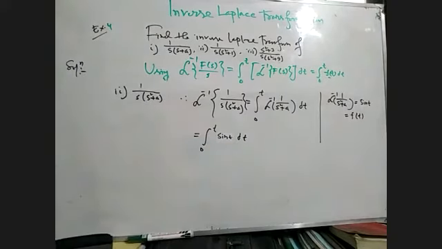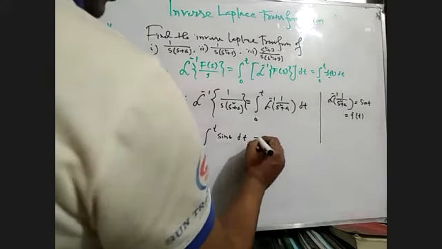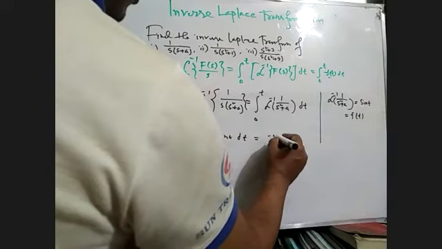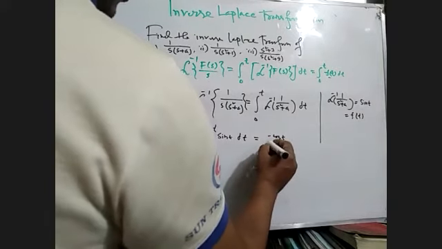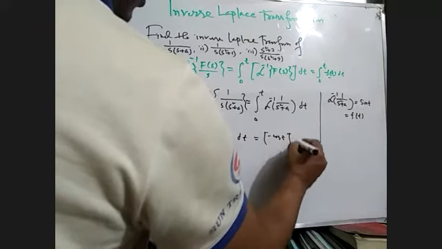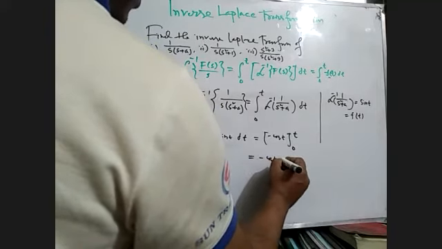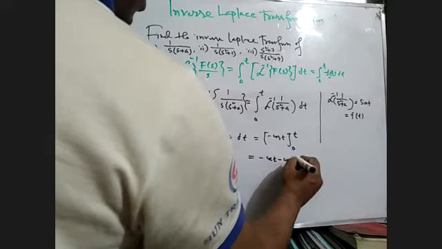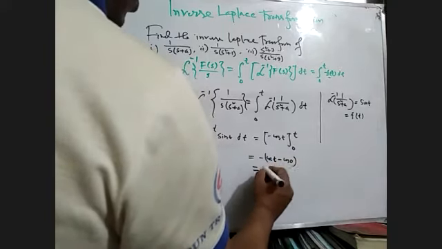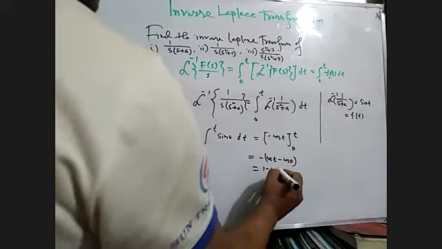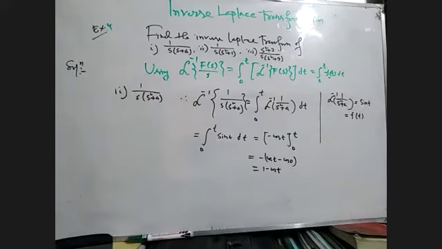Now, very easy. The integration of the sine t formula will be minus cos t from 0 to t. So minus cos t minus minus cos 0 degree. Cos 0 degree means 1, so we get 1 minus cos t. This is the formula, and this is the result, 1 minus cos t.